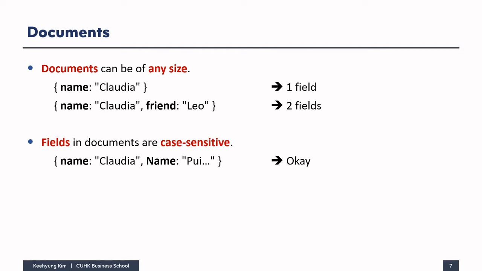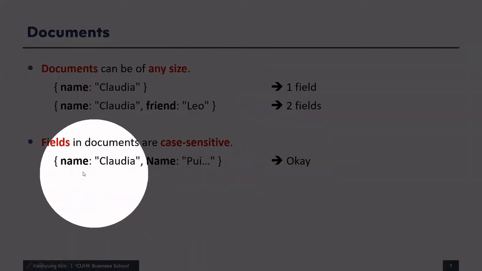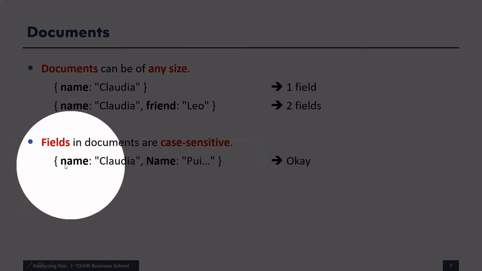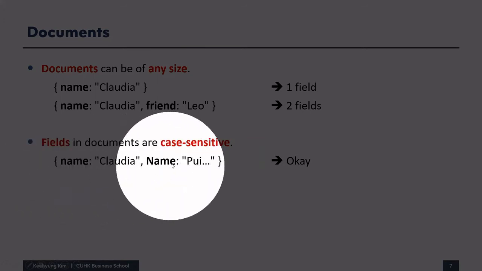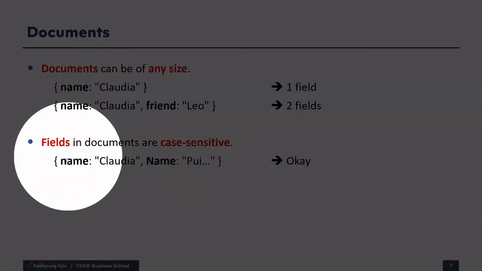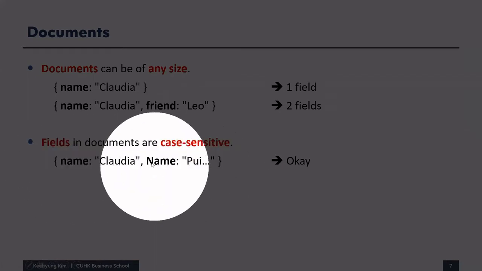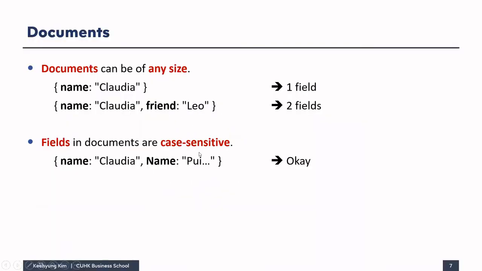The second rule is that when you name a field, the name is case sensitive. If you use a field name starting with a lowercase letter, and another field name starting with a capitalized letter, then MongoDB will consider these fields differently. So this name field and this Name field with a capital letter are considered different in MongoDB.